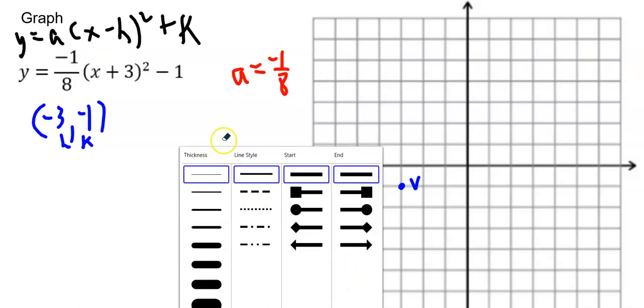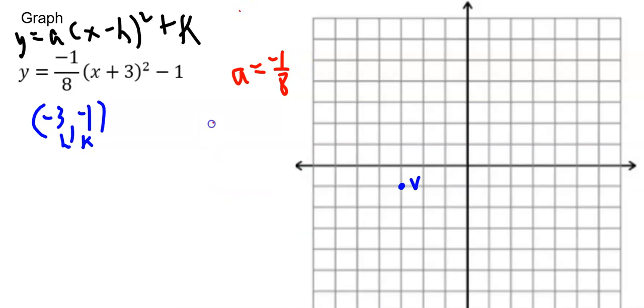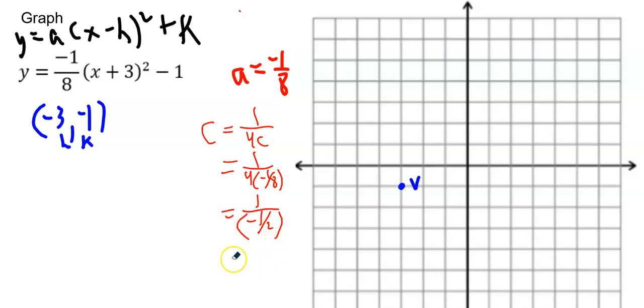And we know that the formula is c equals 1 over the quantity 4a. So 1 over 4 times negative 1/8. So that would be 1 over negative 1/2. Dividing by fractions is like multiplying by its reciprocal, so you get 1 times negative 2. So c equals negative 2. No surprise c is negative because a is negative. That means it's going to open down, because y equals parabolas open up or down.